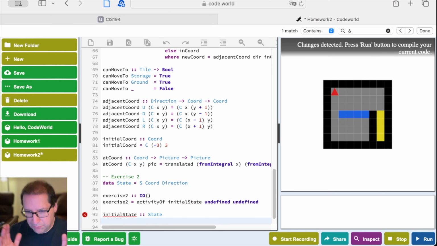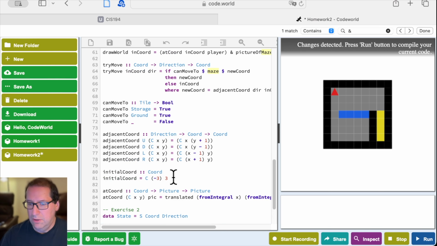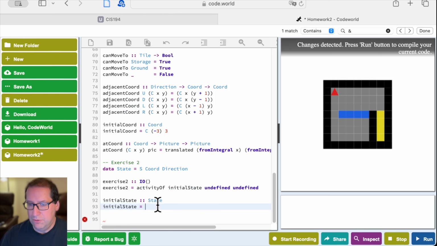I keep hitting this bug where the space doesn't work after typing certain symbols. So our initial state is going to be, what did we say for initial chord? We said that. It's going to be S, and then that coordinate. And let's have it face right, just so that we can see something different. Right now it's facing up by default. Do I need these parentheses? I think I do. Let's take a look. Yeah, we need the parentheses.